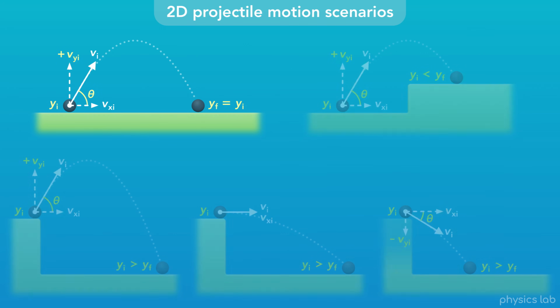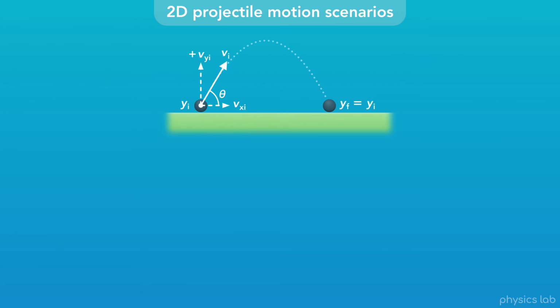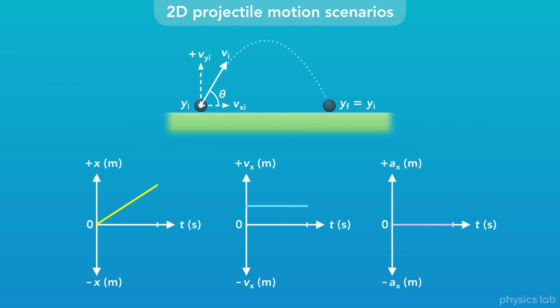To wrap up 2D projectile motion, here's what the motion graphs would look like for each scenario. This is the second example that we did, where an object starts and ends at the ground. We'll say the origin is on the ground at the initial x position. The x motion graphs are the same for every scenario, so we'll just show them for this example. The acceleration is 0, the velocity is constant, and the x position increases linearly.